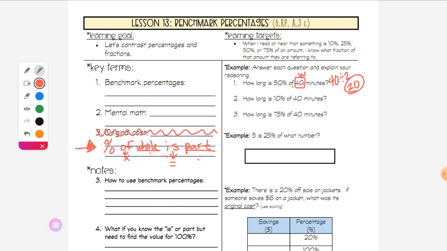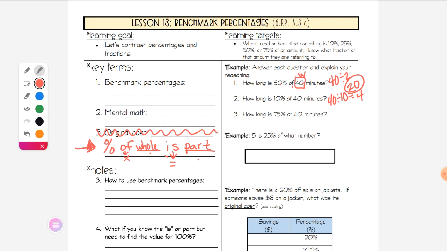How long is 10% of 40? Jalen, what mental math problem could I do if I'm finding 10% of 40? 40 divided by 10 is correct. What is 40 divided by 10? 4. On that one, you could have just moved the decimal point. Yep, because it was 10%.